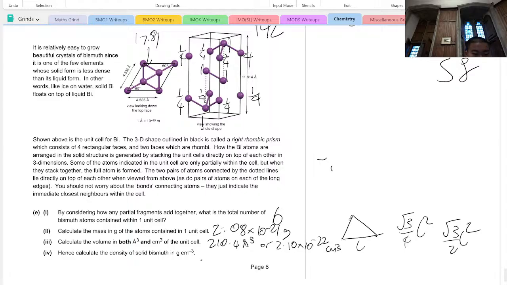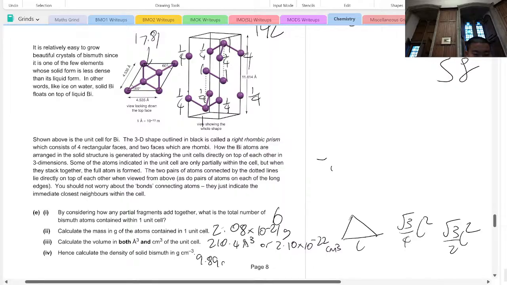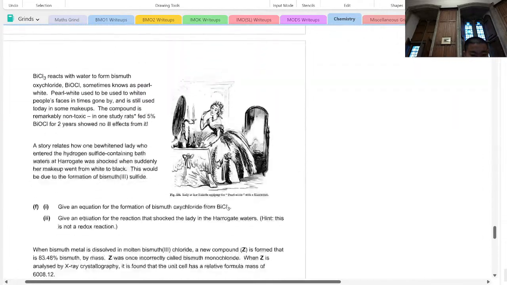So the density is going to be 9.89. Do you agree? Density, I would presume yes.